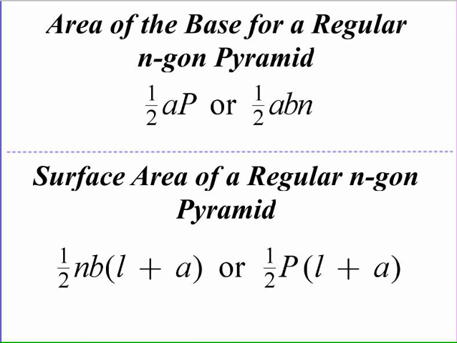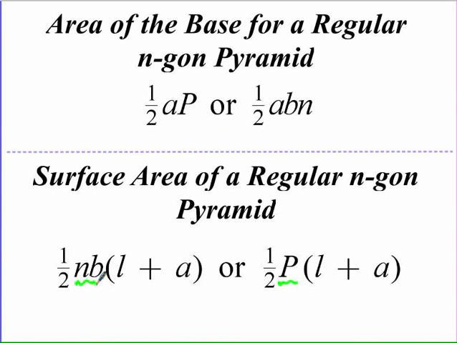Very good. Okay. Surface area of a regular n-gon pyramid. Notice we have 1/2 times the number of sides times the base times the slant height plus A. Or 1/2 times the perimeter times L plus A. So basically they're telling you that P equals number of sides times the base. And that should make sense. If you have 5 sides and each side is 4, your perimeter will be 20.